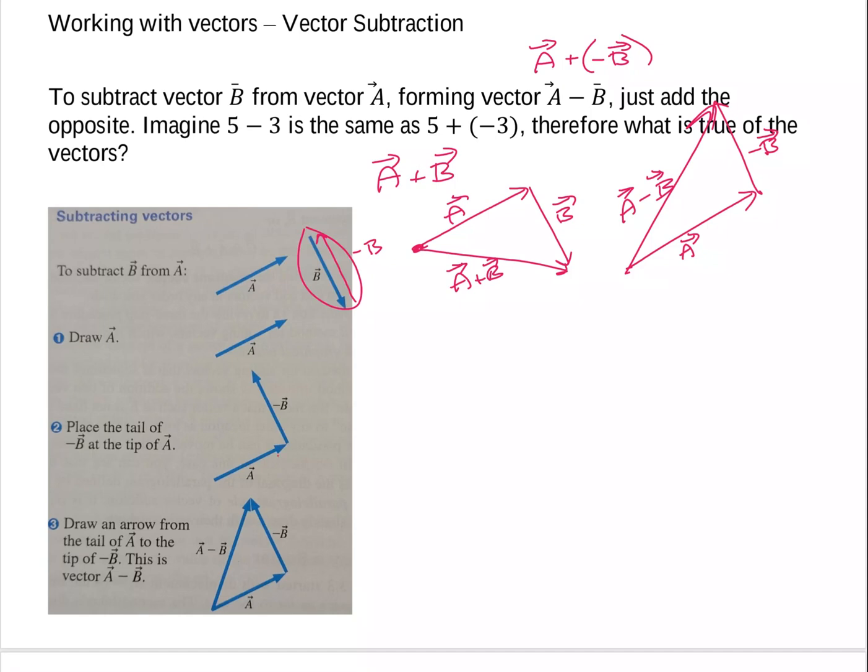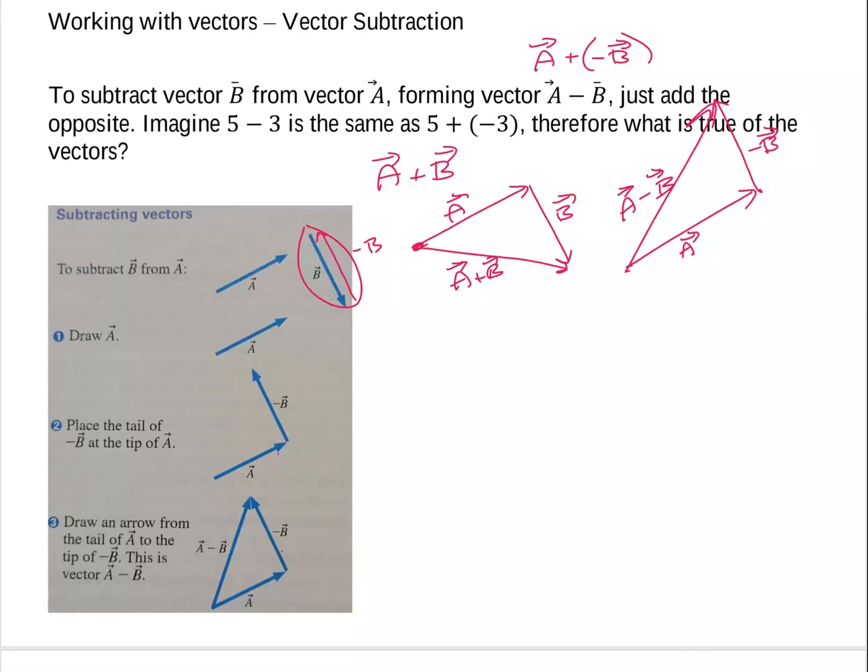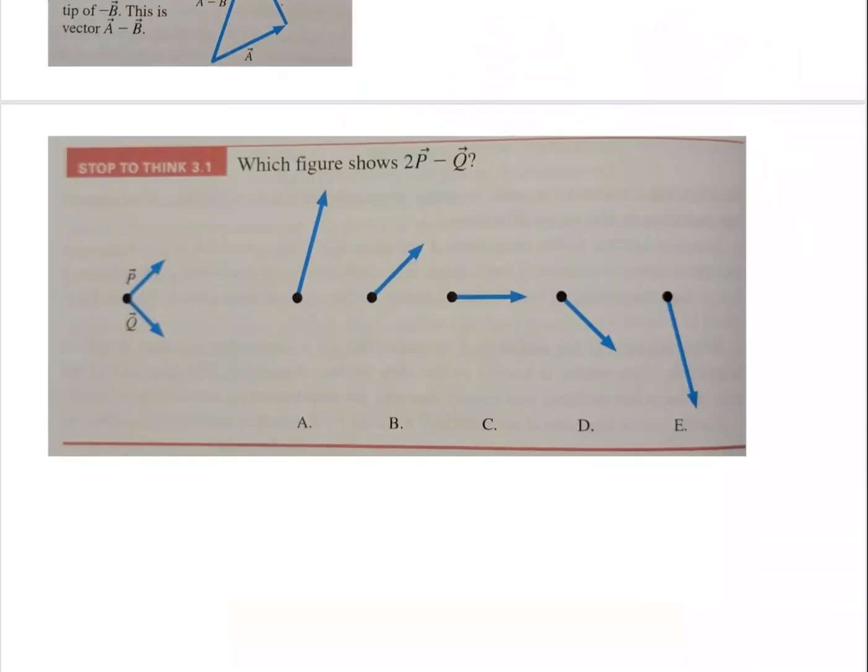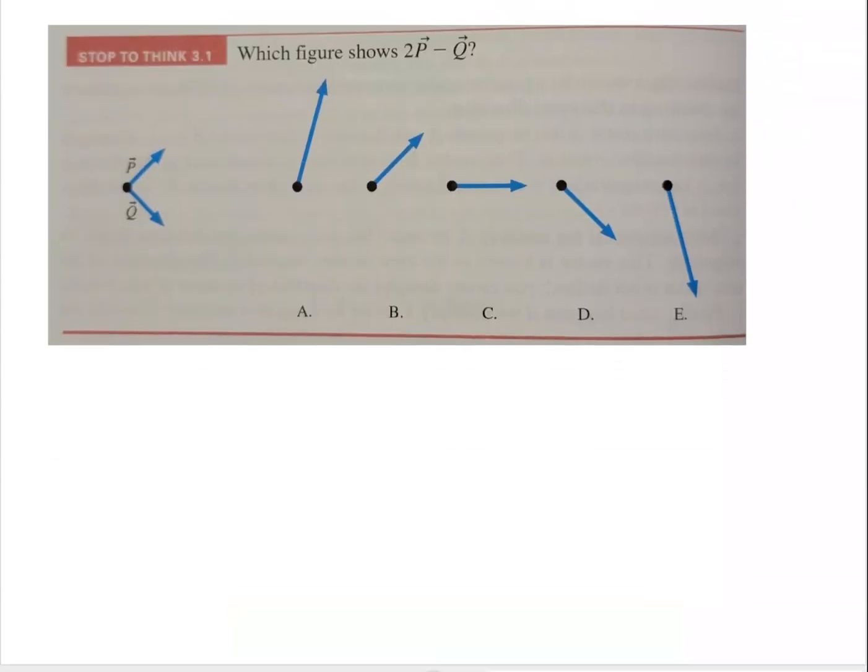And that's what's happening down here. So we're good. And that is almost it. We're almost done. Here we go. Which figure shows 2p minus q? I would say A. You would say A? Yeah. Why? Because you have twice as many for the P, so it doubles in length. Okay. And with the Q being negative, it would be flipped to the other side.